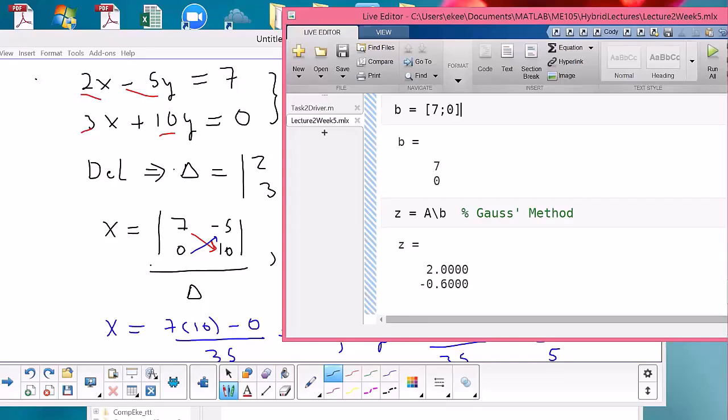Yes? Is there a difference between the forward slash and the backslash? There is a difference between the forward slash and the backslash. This one is Gauss's method. It's a program that has been built into the slash for you when you're working with matrices trying to solve. So Gauss's method is going that way.